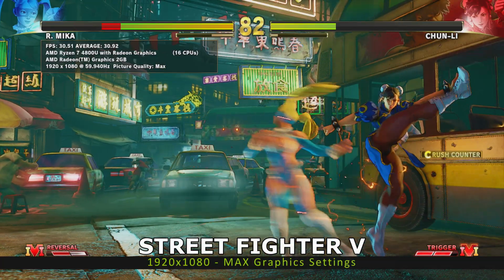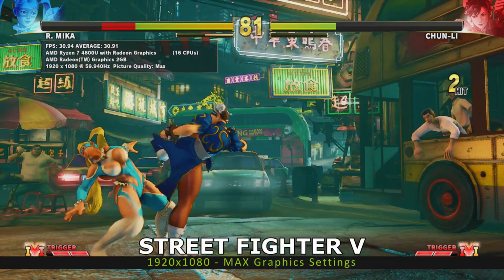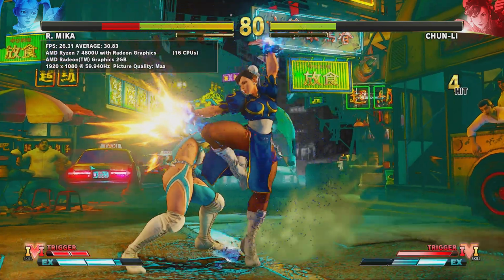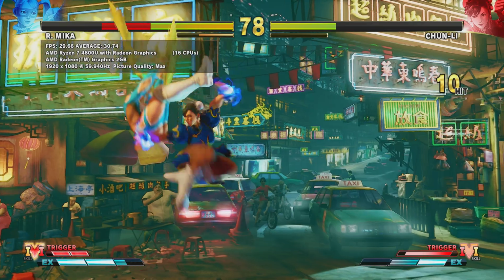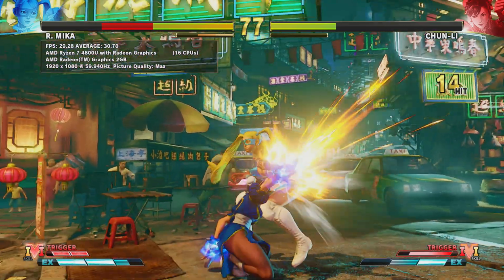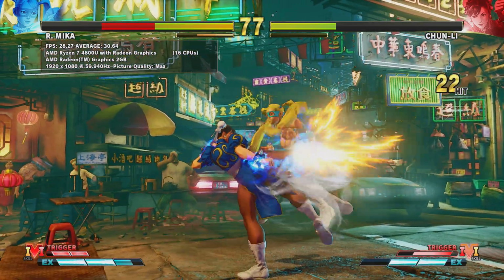For our Street Fighter 5 benchmark, we are running at 1920x1080 on the maximum graphics settings. Over the course of the match, we get an average of 30.4 frames per second.